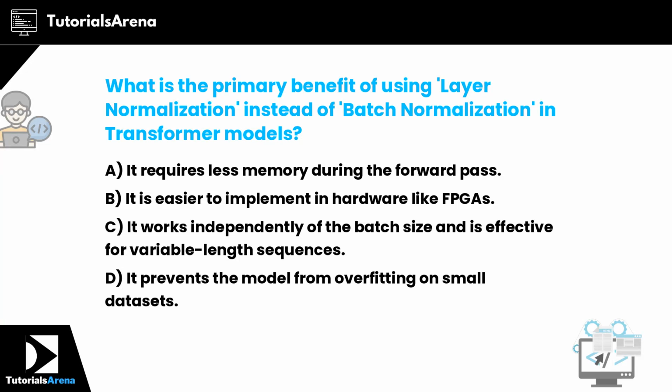What is the primary benefit of using layer normalization instead of batch normalization in transformer models? The correct answer is option C. It works independently of the batch size and is effective for variable length sequences.